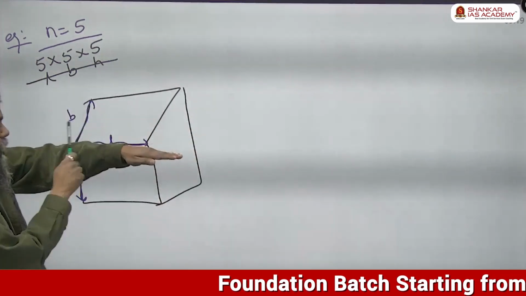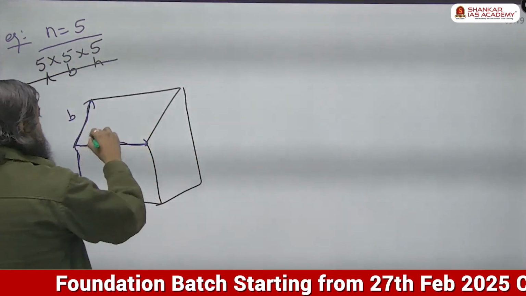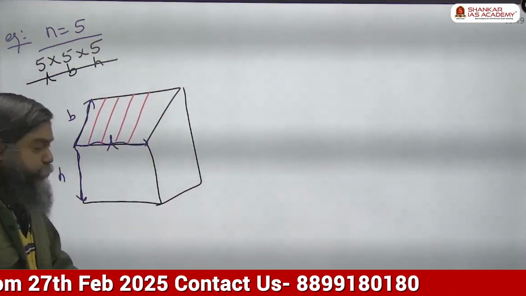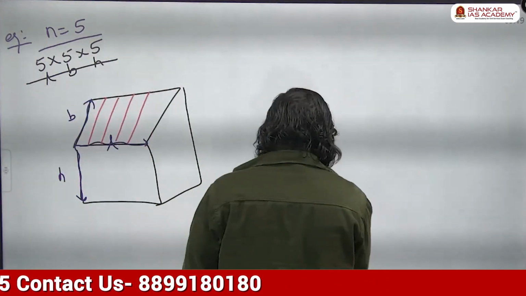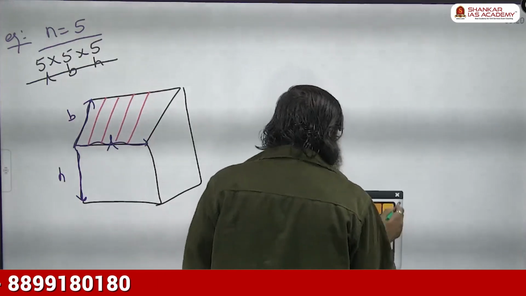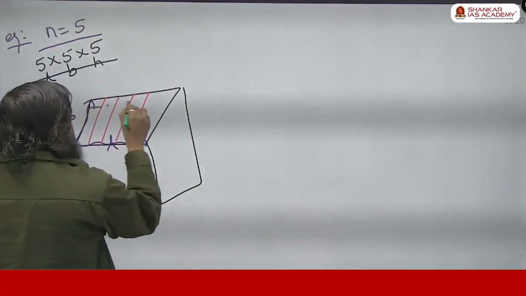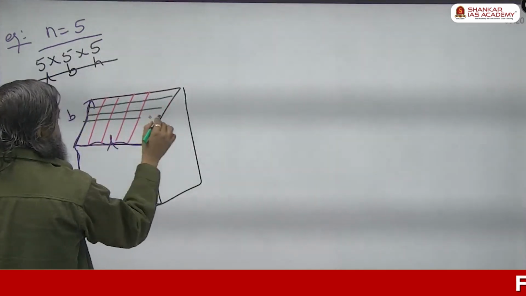Length is like this. Cut. Understand? So 1, 2, 3, 4. Breadth, how many pieces? 5 pieces means how many cuts? 4 cuts. So it's like that. I have to cut like this. Understand? 1, 2, 3, 4.